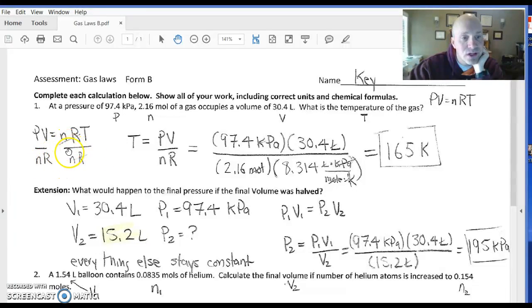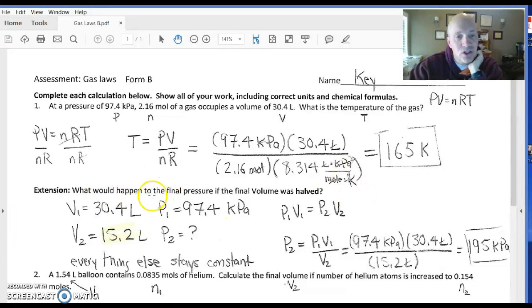So we need to divide both sides by nR to get rid of nR from this side. That gives me this equation right there. Plug in the appropriate units. Notice that the value of R that we choose is the one that has kPa because the unit of pressure in the problem is kPa. All right. Solving for this gives us 165 Kelvin. All right, and the way that we know that it's Kelvin is because when you cross out all your units, Kelvin is the only unit that would be left.